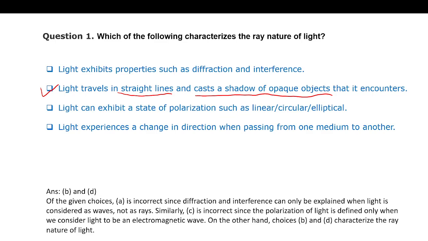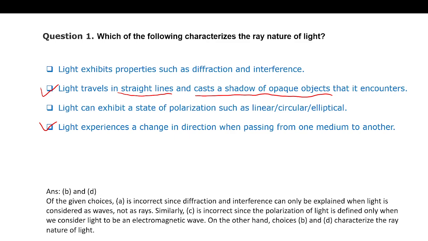Then option D, which is that light experiences a change in direction when passing from one medium to another. It is also an example of the ray nature of light, where we see reflection, refraction, diffraction, all these things coming into the picture when we are talking about the ray nature of light.